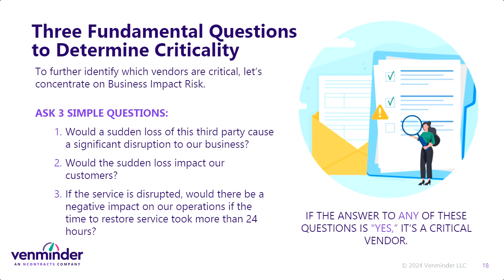Okay, here are 3 fundamental questions that you can use to determine criticality. Number 1, would a sudden loss of this third party cause a significant disruption to our business? That term significant disruption is something that your organization would need to define for itself, but in general, you should be thinking about a disruption that prevents your organization from operating normally.